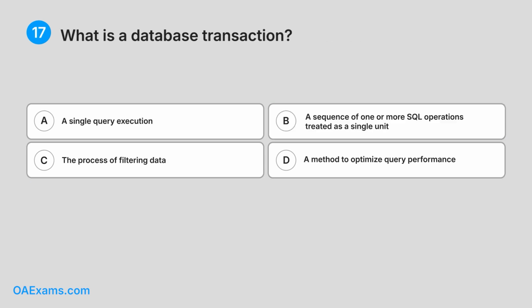17. What is a database transaction? A. A single query execution. B. A sequence of one or more SQL operations treated as a single unit. C. The process of filtering data. D. A method to optimize query performance. What do you think is the answer?